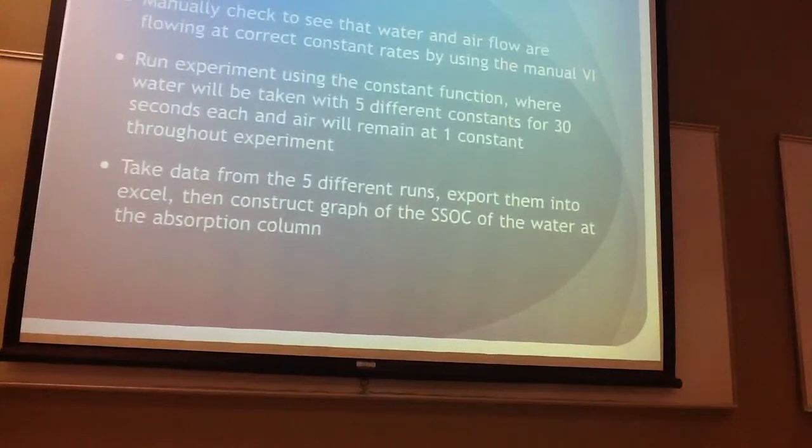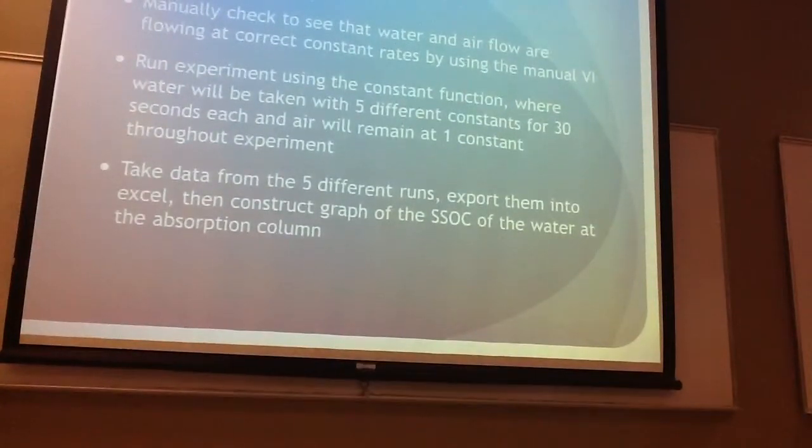Procedure we have right now, I'm going to manually check to see that water and airflow are flowing at correct constant rates using the manual VI. Run experiments using the constant function where water will be taken with 5 different constants for 3 seconds each, and air will remain at 1 constant throughout the entire experiment. And also take data from the 5 different runs, export them into Excel, then construct a graph of the SSOC for water at the absorption column.